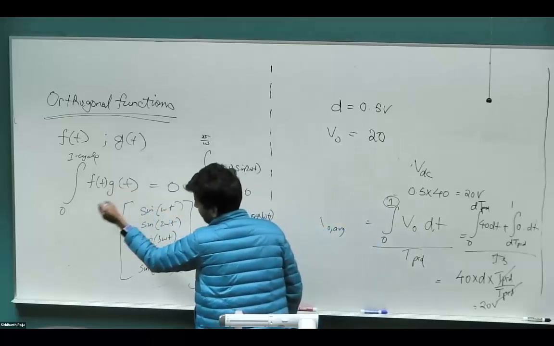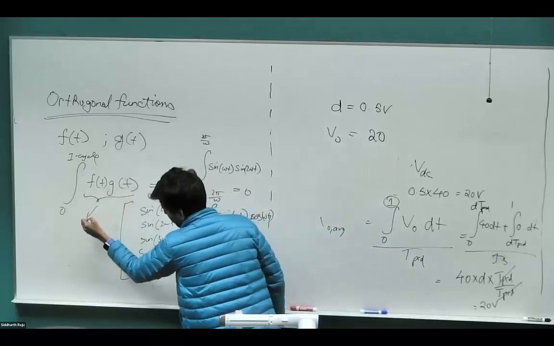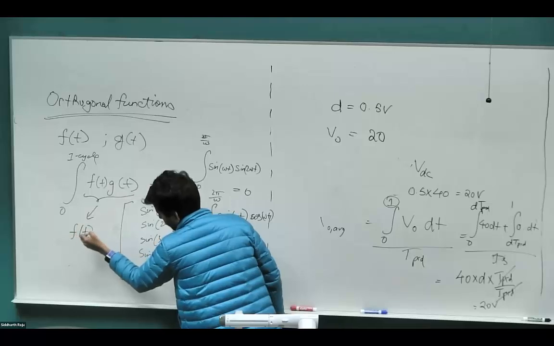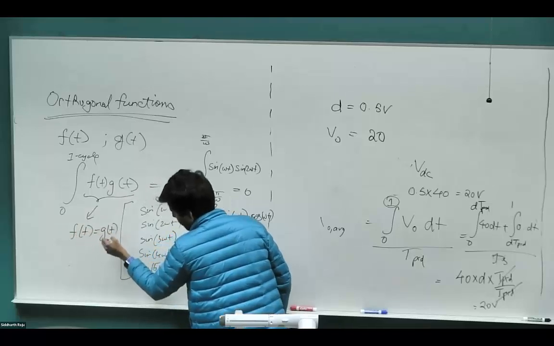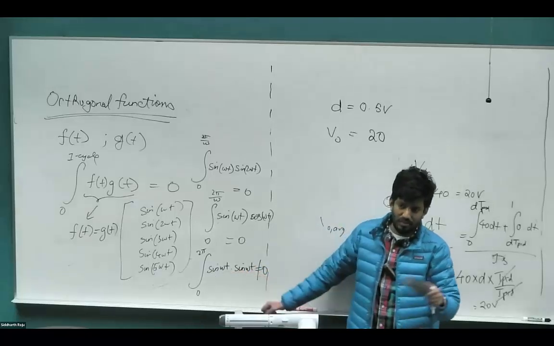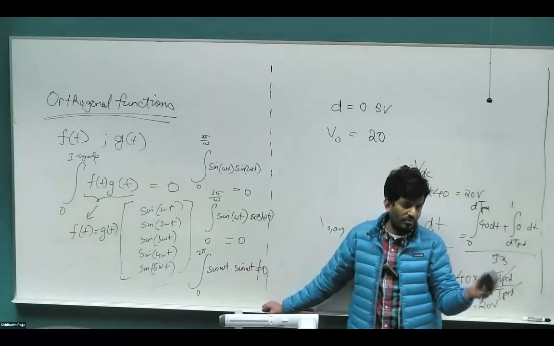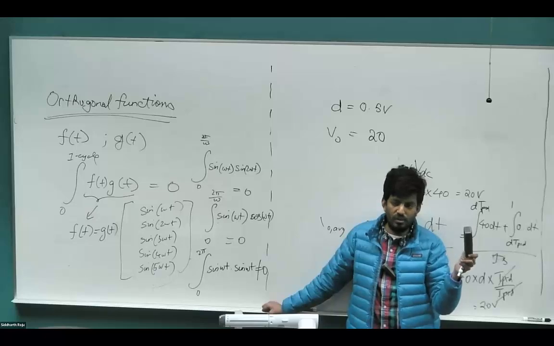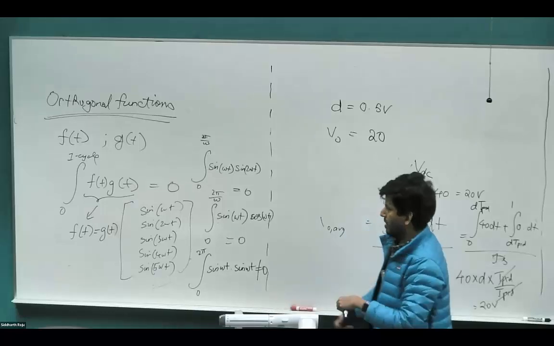Right, so this integral is 0 for all cases except when f of t equals g of t. And this should be quite obvious, right? Because when you do sine of x times sine of x, you get sine square x. When you have the square of something, it never goes negative, so the integral of it is always going to be some positive non-zero value.